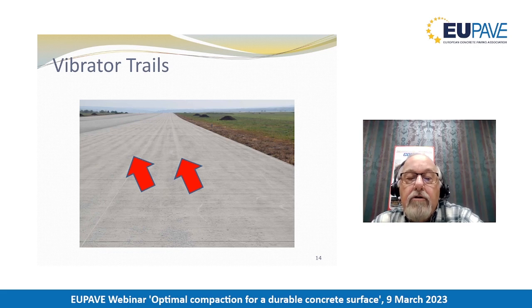If you looked at the close-up photo of this, you would find that every vibrator trail has very significant scaling and delamination at the surface. So the question becomes then, what can we do to fix this? It's simply not feasible in most cases to remove and replace. So what are our options?